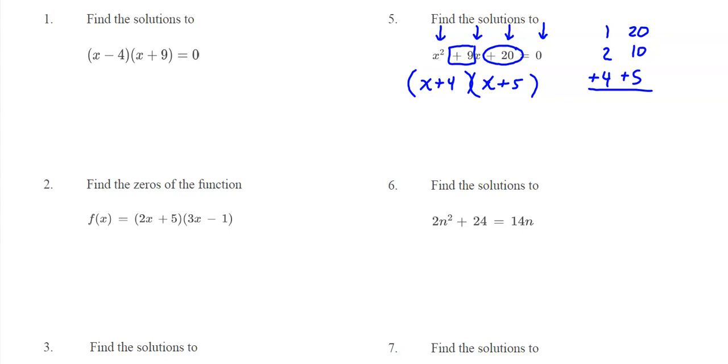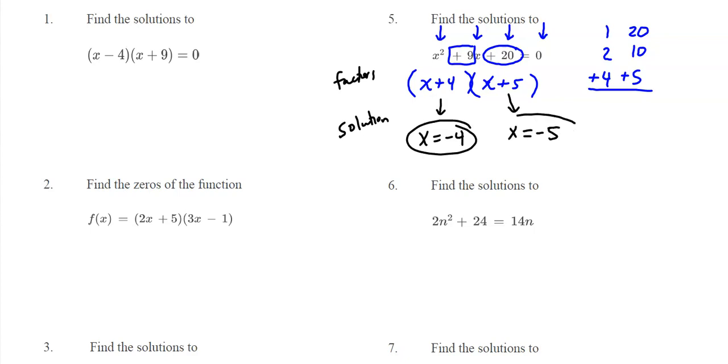And then I go in here and I'm like, okay, I haven't solved anything yet. All I've done is I've found the two factors. The solutions are the zeros, which is going to happen at -4, and it's going to happen at -5. Boom.